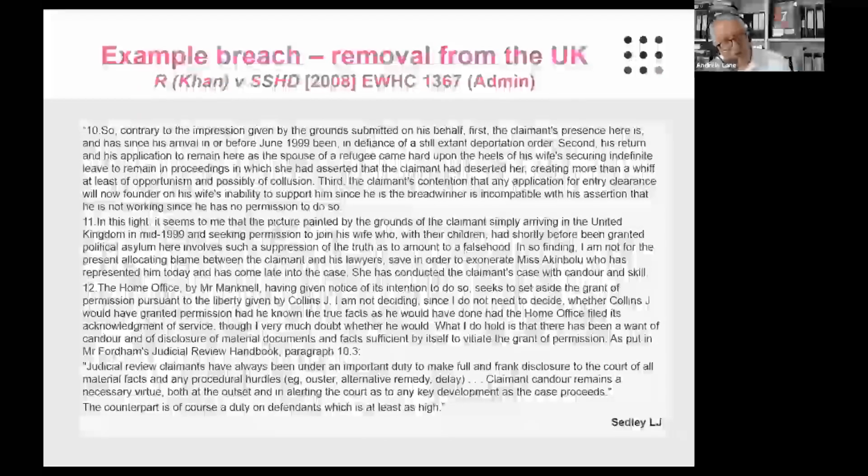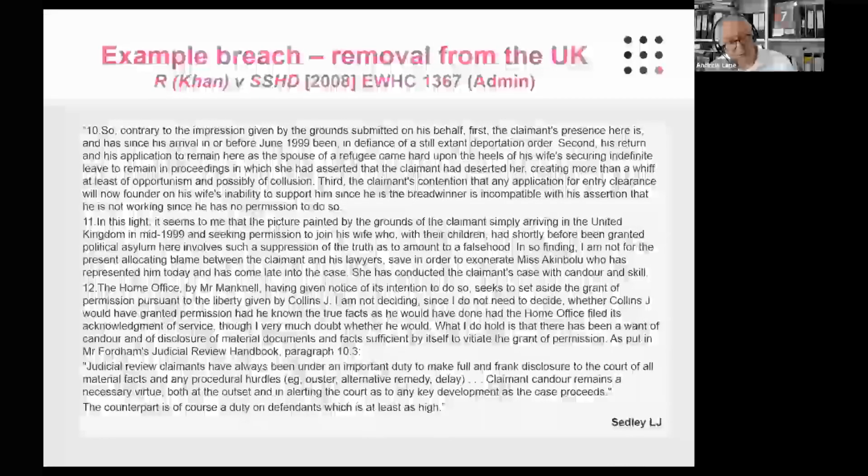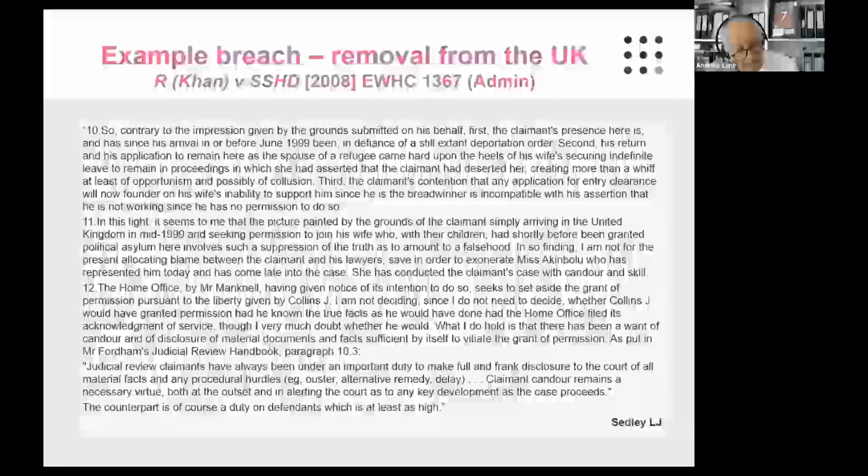And as you can well imagine, there's lots of information there, which obviously was needed in order to be able to make a permission decision. And given that it wasn't before the court, the decision was that the permission would be set aside, and the case ended.